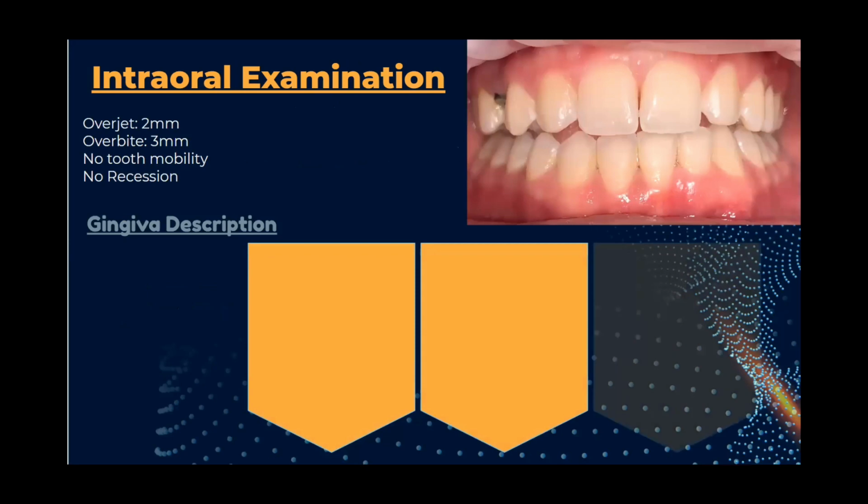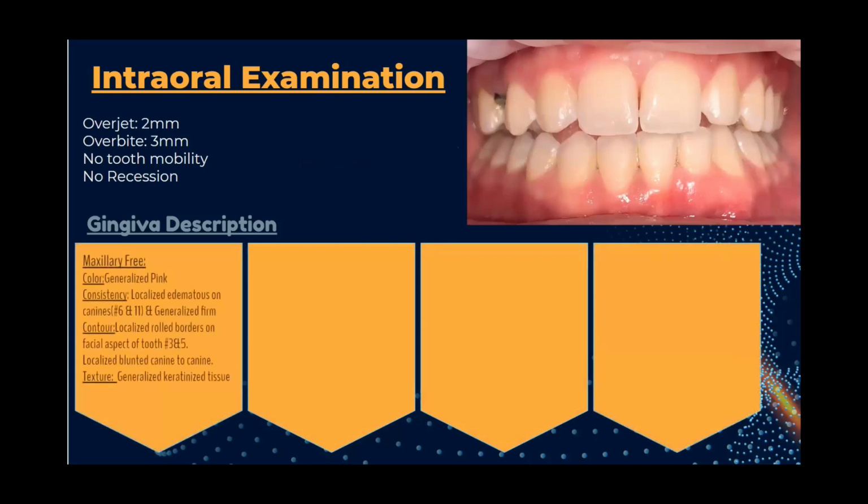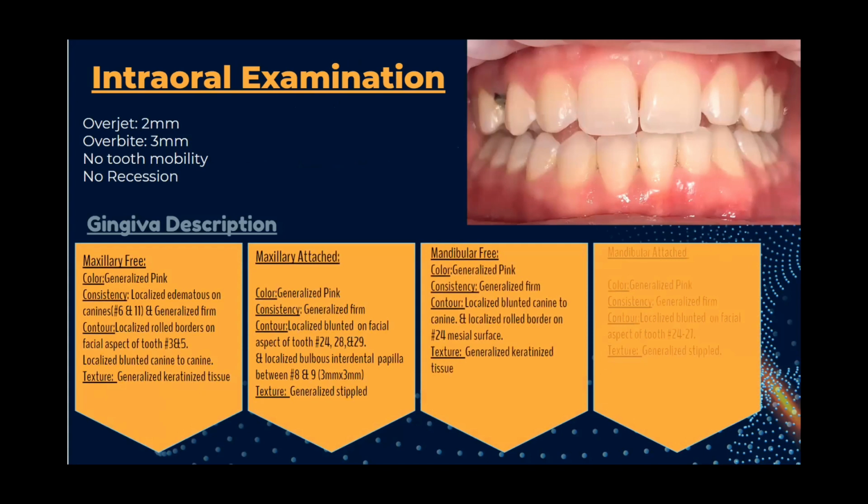For her intraoral examination, she has an overjet of 2 millimeters and overbite of 3 millimeters. She does not have tooth mobility nor recession. For gingival description, everything seems healthy. It's pink, firm, stippled within the maxillary, free and attached. For attached, we see the stipple, and we see the firmness on the free as well. She does have some localized blunted areas on her maxillary anteriors from canine to canine, and the same thing on her mandibular anteriors, canine to canine.